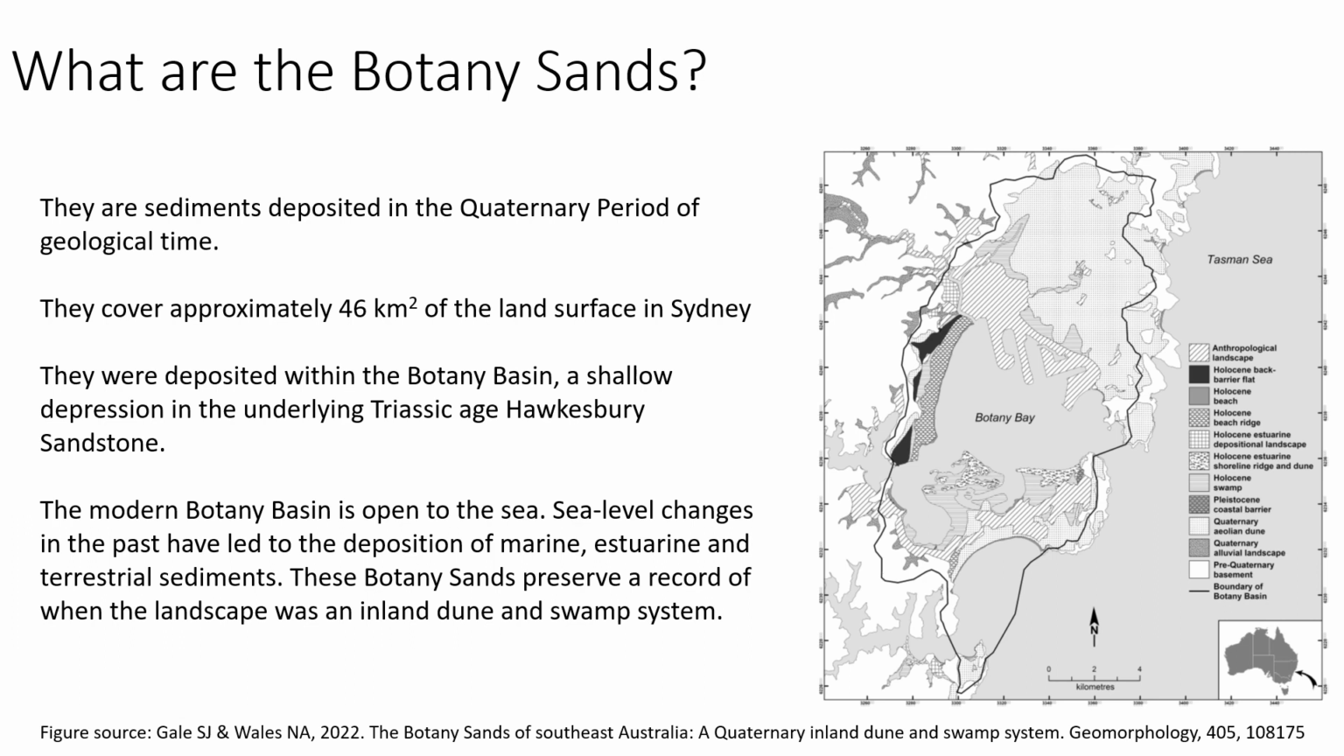The Botany Sands deposit was formed in a shallow depression, a basin called the Botany Basin. So this is a lower elevation part of the land surface of the Triassic Age Hawkesbury Sandstone. So if you go underneath the Botany Sands, you will find the Hawkesbury Sandstone. It has a basin shape, and in that lower depressed area, there's space for these sands to accumulate.